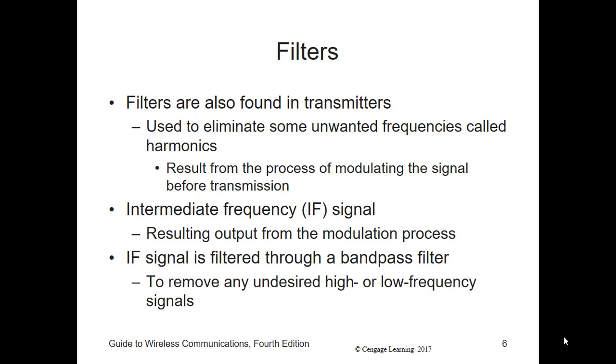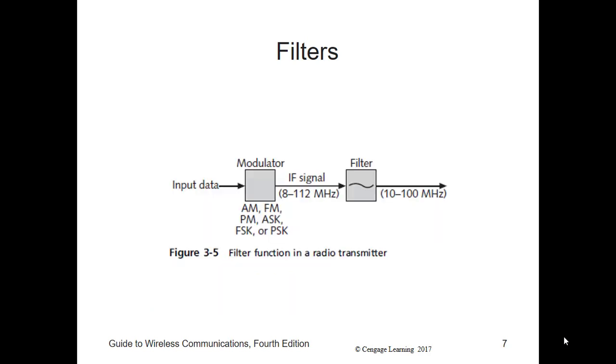Now, the way a filter functions in a transmitter, which is shown here in a partial block diagram: the input is the information that needs to be sent. It can take the form of audio, video, or data. The transmitter then takes the input data and modulates the signal using either analog or digital modulation by changing the amplitude, frequency, or the phase of the sine wave, or in some cases, a combination of those modulation methods. The output from the modulation process is known as the intermediate frequency.